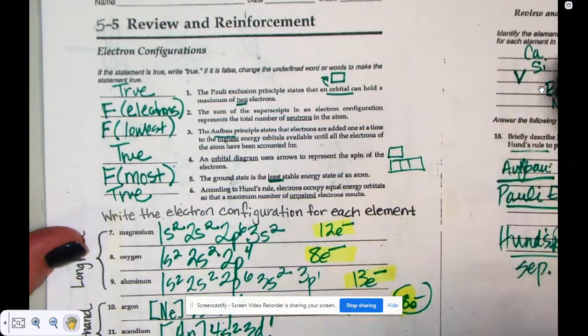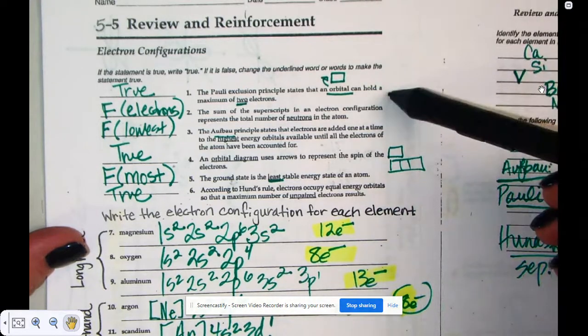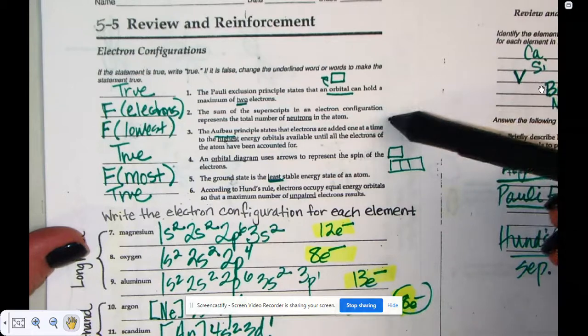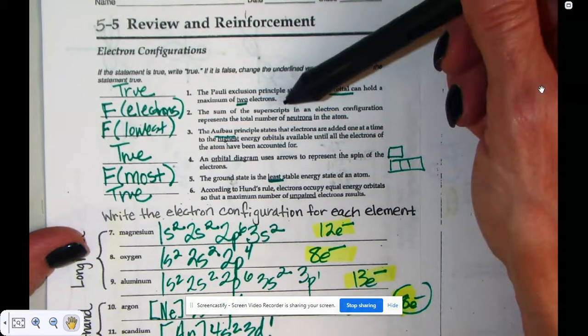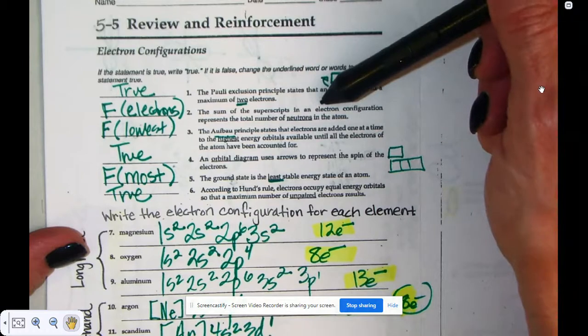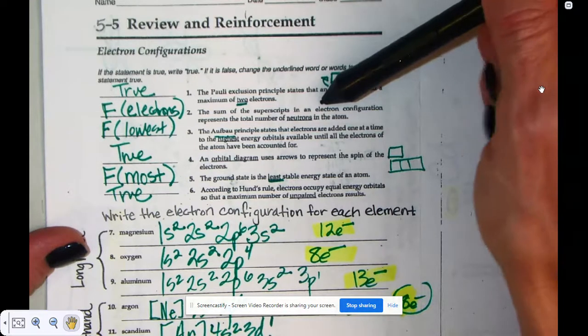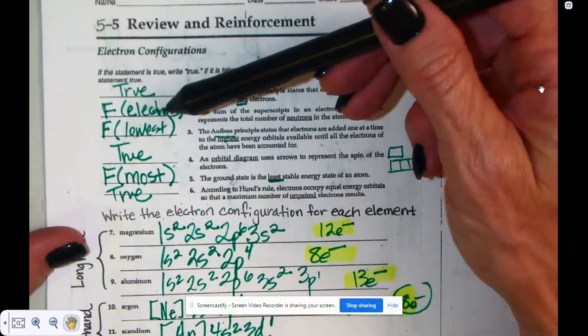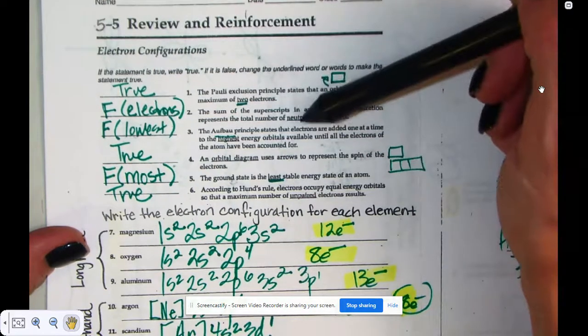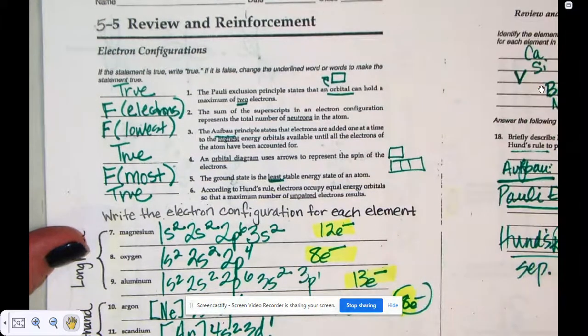Number 2, the sum of the superscripts of an electron configuration represents the total number of neutrons in the atom. Well, it's called the electron configuration, not the neutron configuration. Therefore, that's a false statement, and you should put electrons in the place of neutrons, and that would make that a true statement. Number 3, the Aufbau principle states that electrons are added one at a time.